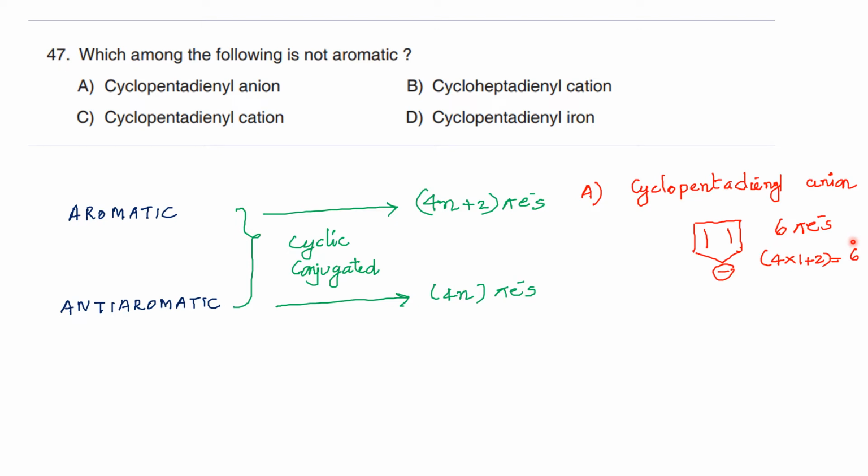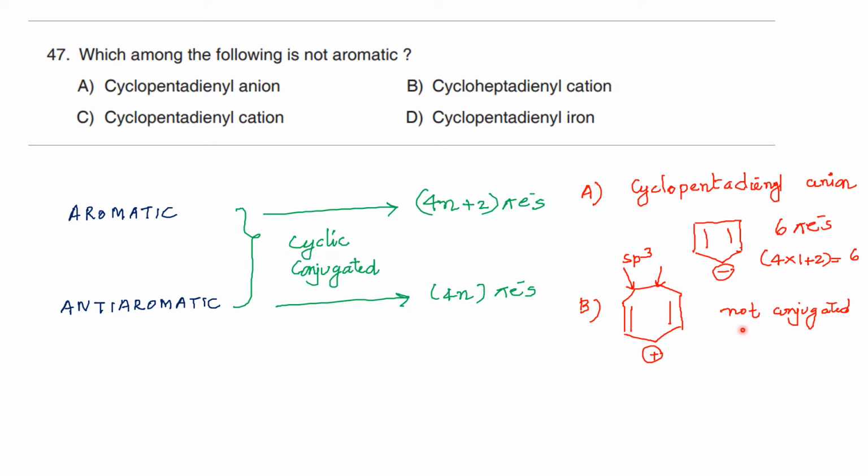Now we'll have a look at option B. When you consider option B, this is the structure of cycloheptadienyl cation. When you look at the structure, you can see that these two carbon atoms are sp3 hybridized, whereas all the other carbon atoms in this compound are sp2 hybridized. So this compound is cyclic, but it is not conjugated. So you need not worry about the number of pi electrons.